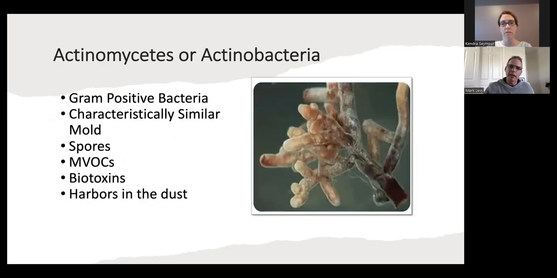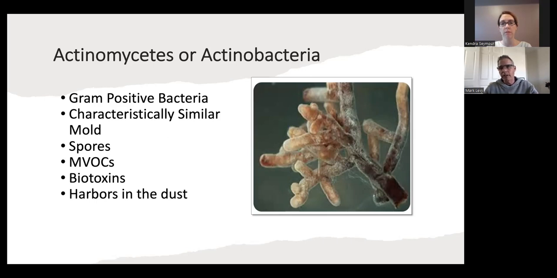Now, let's talk about Actinomyces and Actinobacteria, another form of bacteria that actually grows hand in hand with mold in water damaged buildings. And what's interesting is that it is a gram-positive type of bacteria, but characteristically very similar to that of mold. It can actually sporulate, it can create MVOCs, which are those musty odors, and it can create biotoxins. And the immune response to actinomyces is very similar to that of mold exposure.